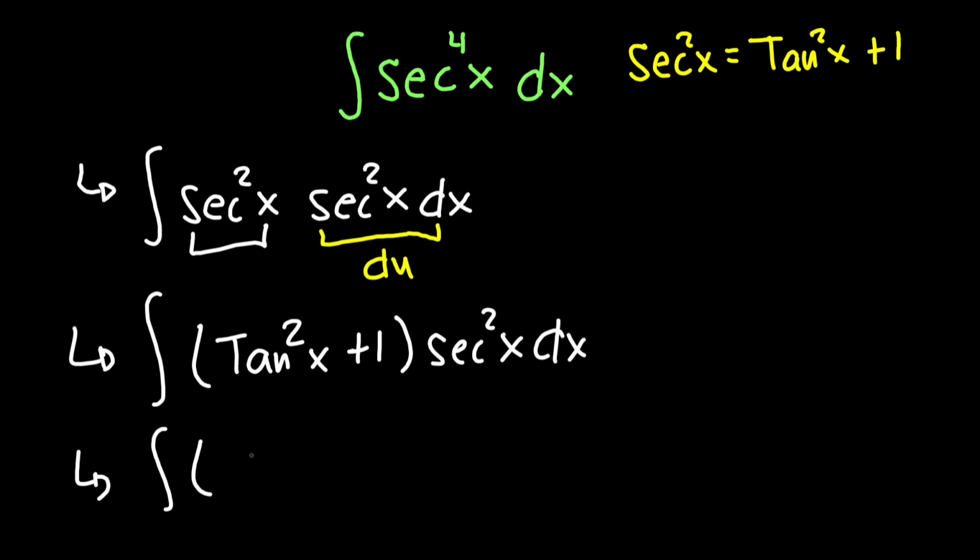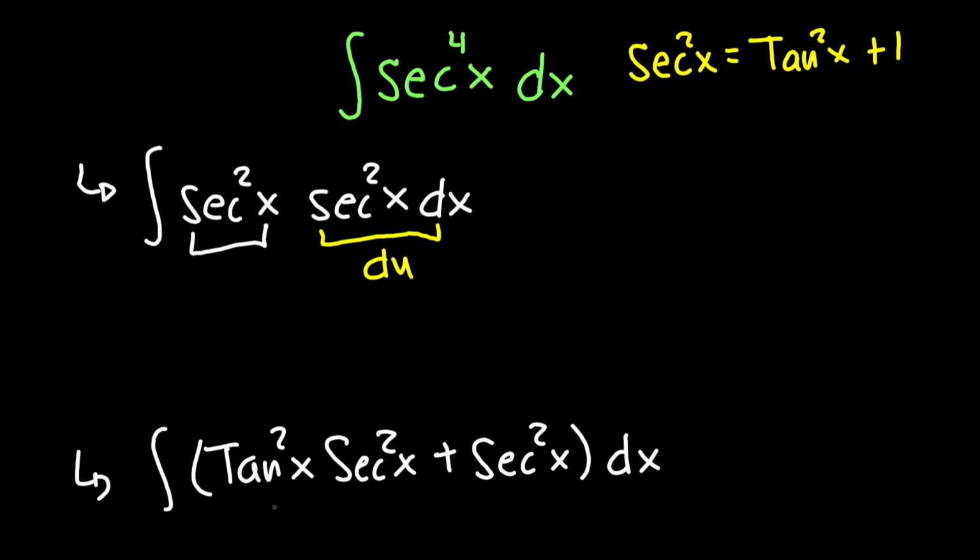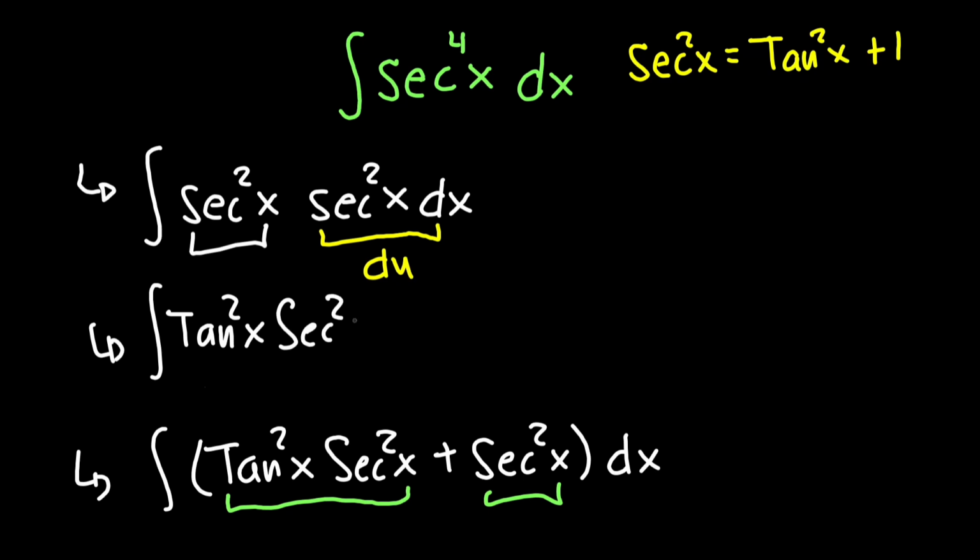So, this would be the integral of tangent squared of x multiplied by secant squared of x plus secant squared x multiplied by 1 is simply secant squared of x, all multiplied by dx. And so the next step would be to split this integral into two parts. You can see here, this is one part and this is the other part, separated by an addition sign. So this would be the integral of tangent squared of x multiplied by secant squared of x. Don't forget to add dx. And since we are separated by an addition sign, this would be plus the integral of secant squared x dx.